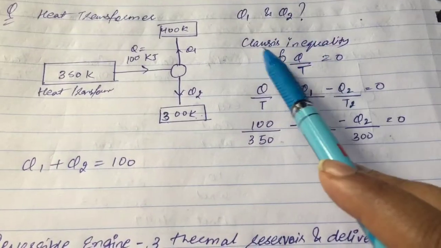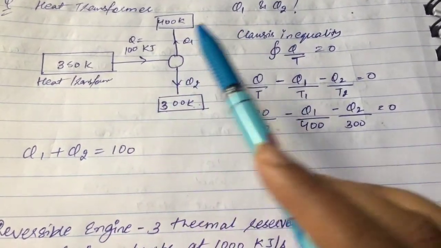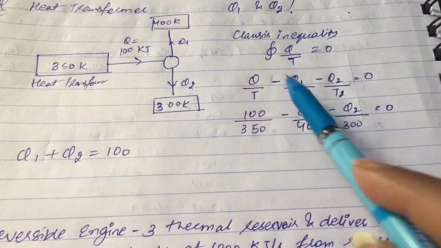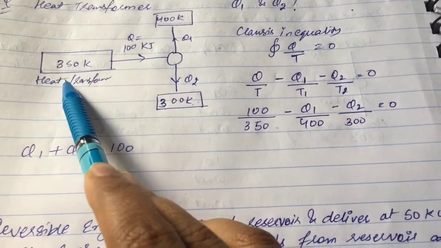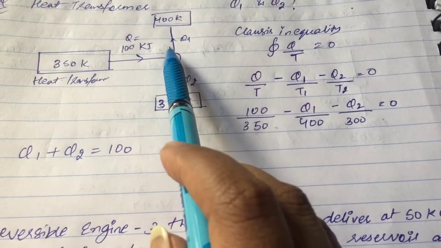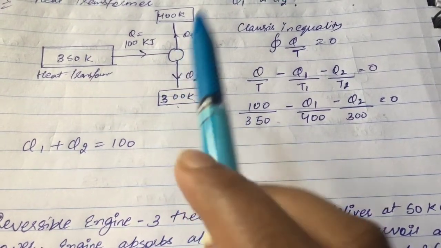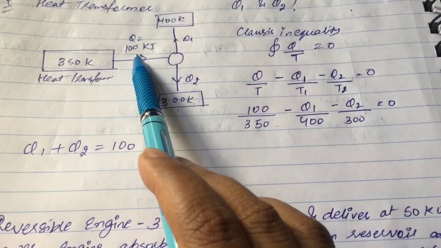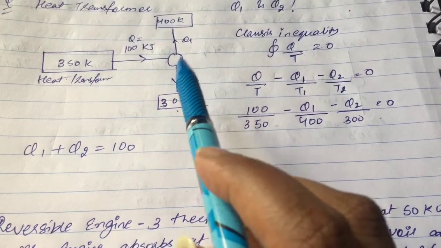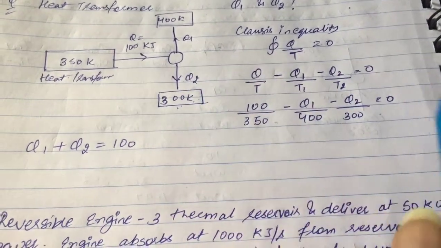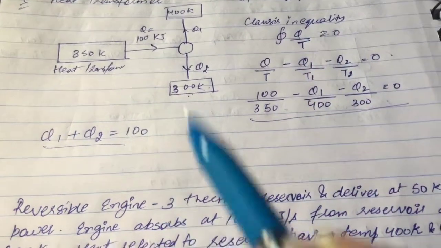And from Clausius inequality we know that the summation of Q by T is equal to 0 for all the processes going in the system. So Q by T for the heat transformer minus Q1 by T1 minus Q2 by T2 would be equal to 0. So it would be 100 by 350 minus Q1 by 400 minus Q2 by 300 equal to 0. Now we have two equations. From this we can calculate Q1 and Q2.